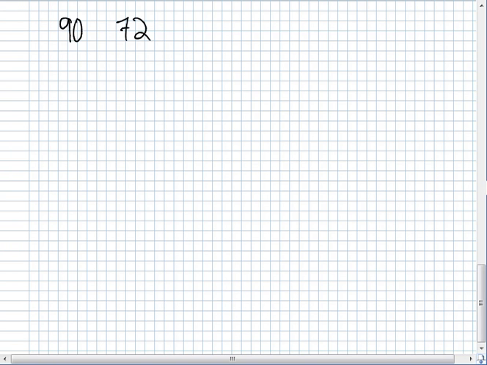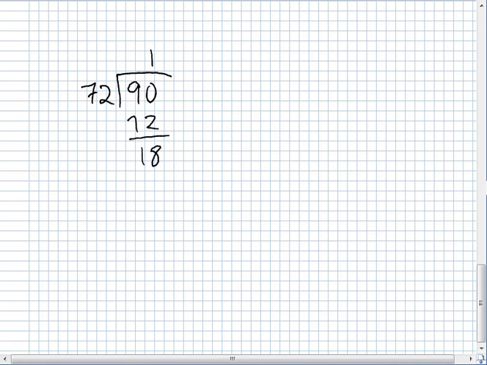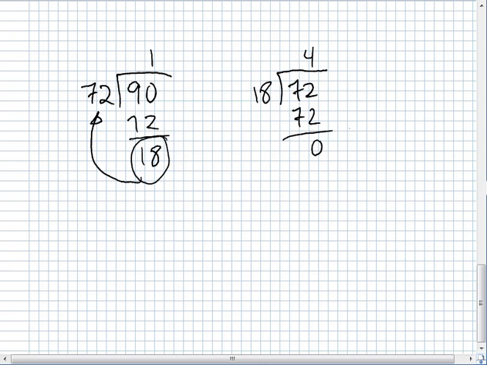So let's take the smaller number and divide it into the larger one. If you do that, this goes once with 18 left over, 72. And I get 18 as a remainder. So I didn't get a zero remainder. And that's the method, by the way. You take the smaller number, divide it into the bigger one, and then you take the remainder and divide it into the previous divisor. So now I'm going to go 18 divided into 72. And lo and behold, it goes in exactly 4 times. There's my 0 remainder.